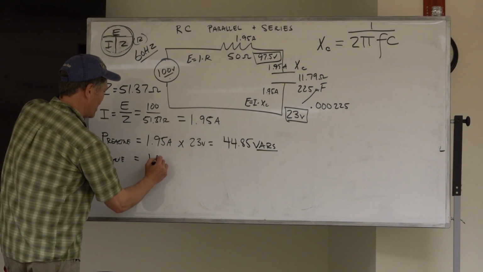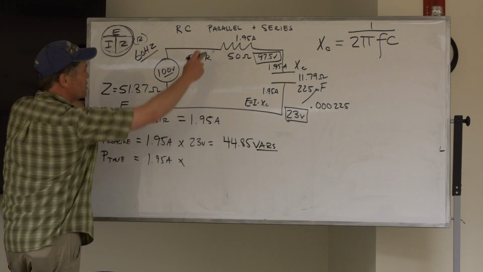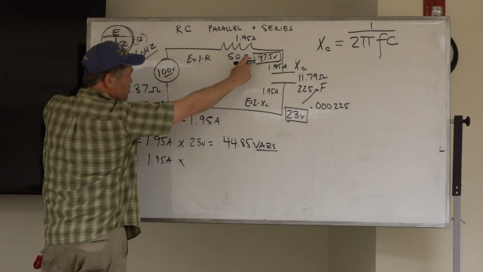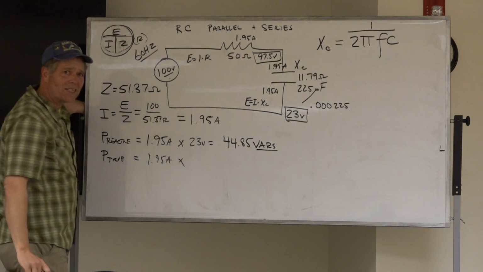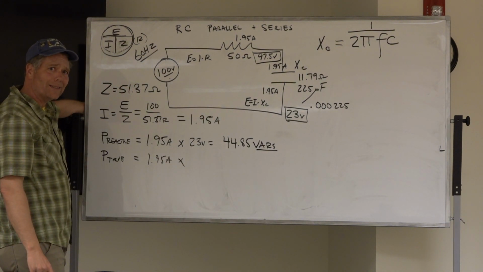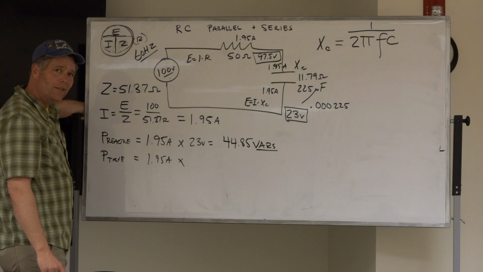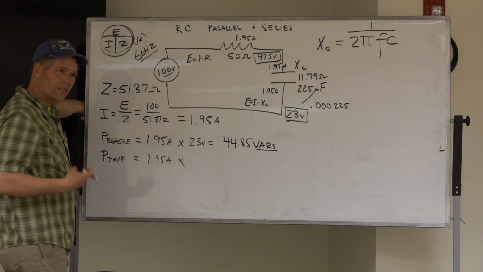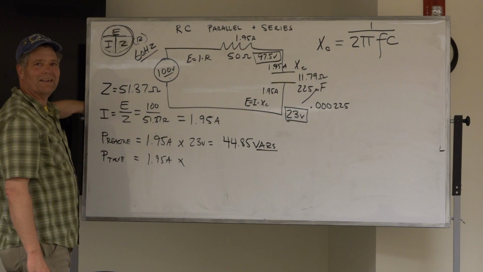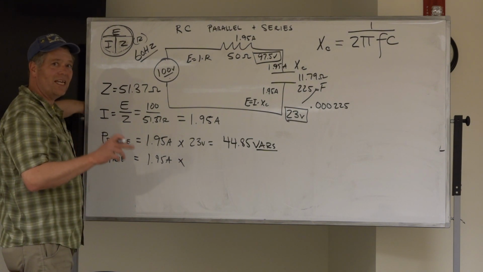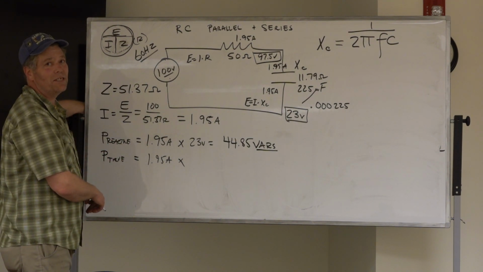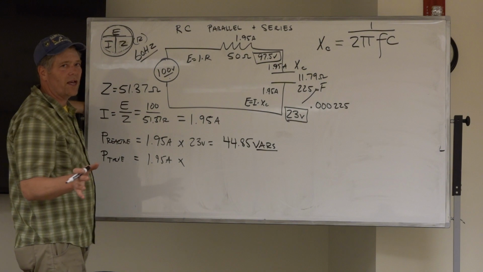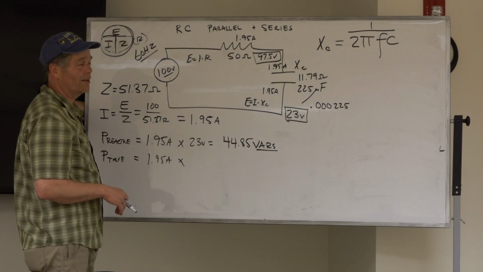Power true, 1.95 amps times my voltage, not my resistance. I think that's the mistake I made on the practice. Marcus Gibson was the one that pointed that out to me, so thank you for that. A couple of you noticed I had a problem, but Marcus actually figured out what I did wrong.